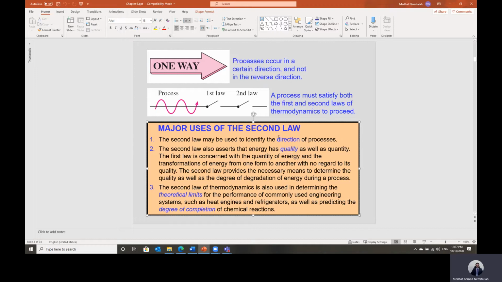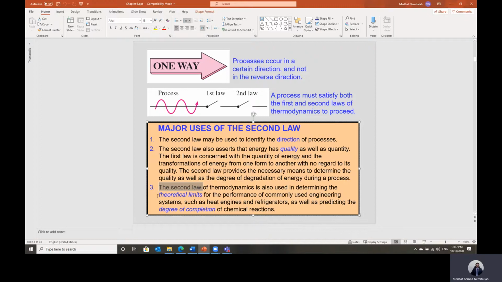And this direction of energy transfer should be from high energy potential, or high energy quality, to a low energy potential or low energy quality. So the second law of thermodynamics states that any process should proceed from high energy potential to low energy potential. As I told you, we have what we call the Carnot cycle.